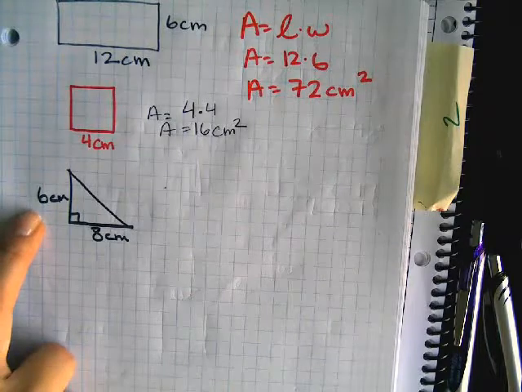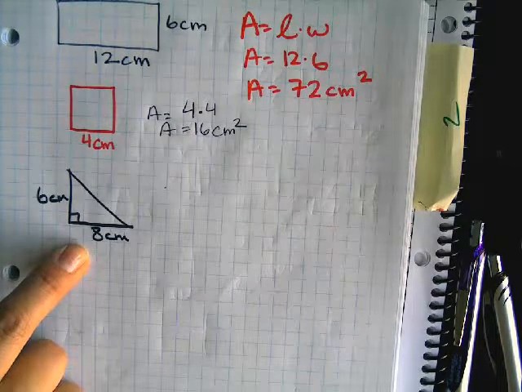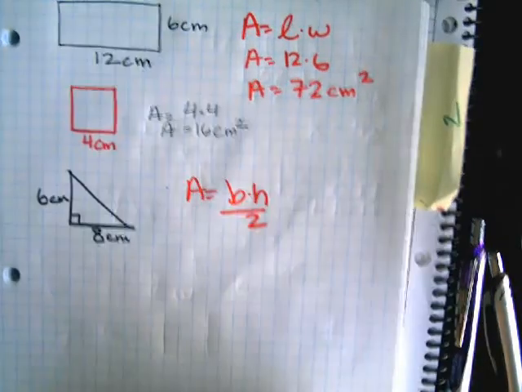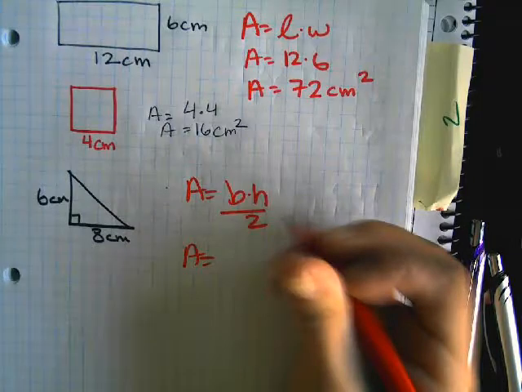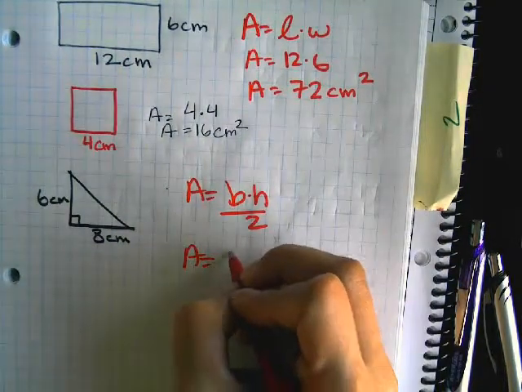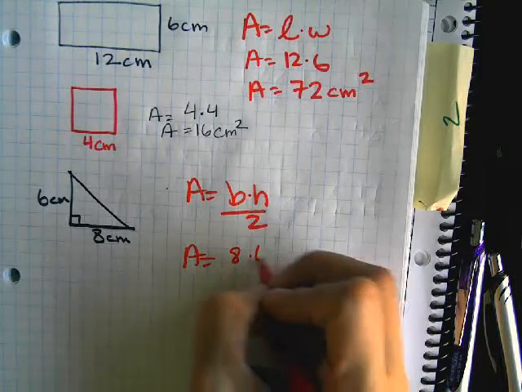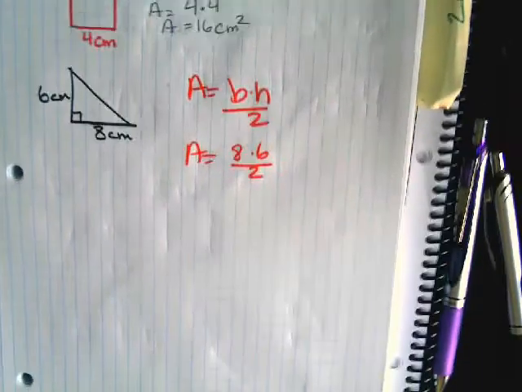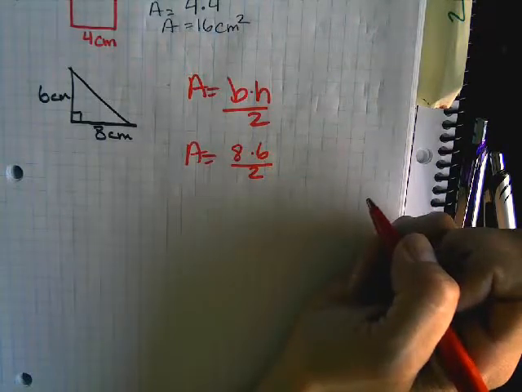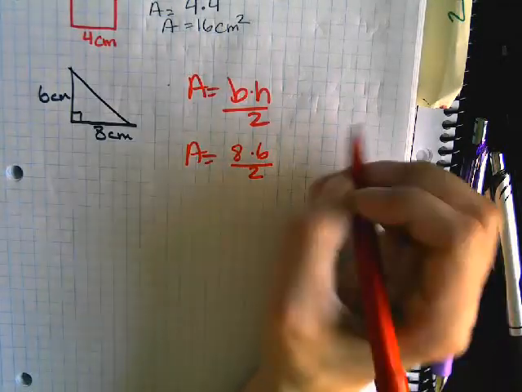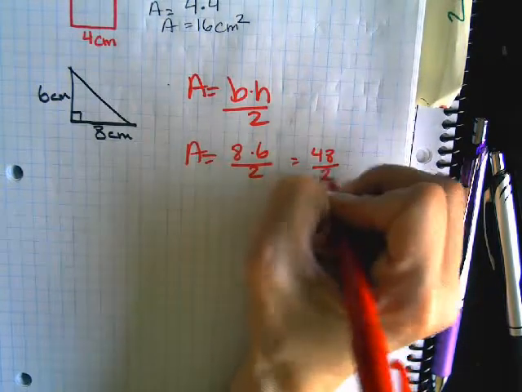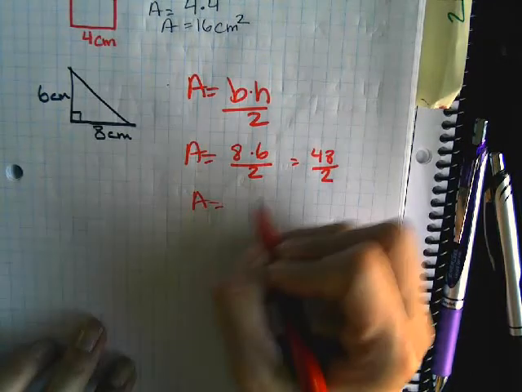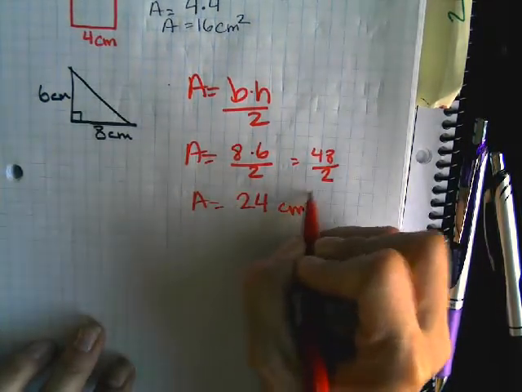So 6 centimeters, 8 centimeters, right? So area equals base times height divided by 2, right? So area equals, what's my base? 8. What's my height? 6 divided by 2. What's 8 times 6? 48. 48 divided by 2. So your area is equal to 24 centimeters squared.